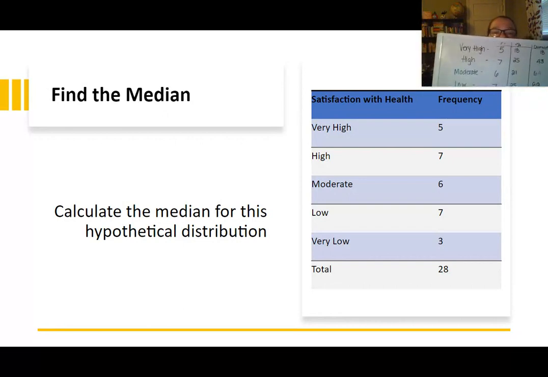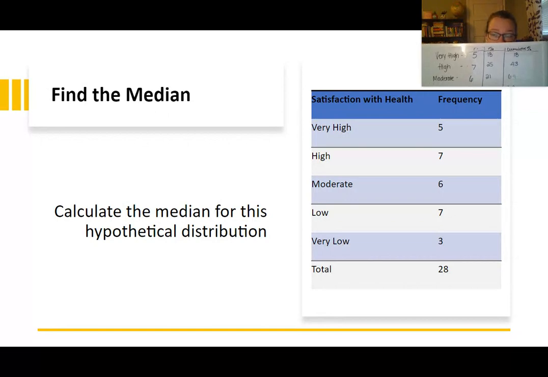So we have very high is 5 cases, which is 18% of the total number 28, which means our cumulative percent is 18. High is 7, which is 25%. You add that 25 to 18 and you get 43%. So let's stop for a second. 43% of all answers were either high or very high, which means that because moderate is 21%, we add 21 to 43, and 64% of folks are in this moderate category, which means that's where 50 falls. So 50% is what we're looking for when it comes to median.